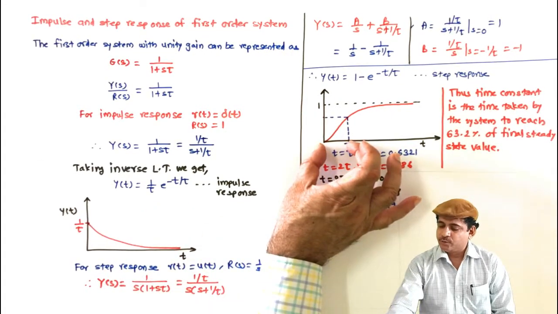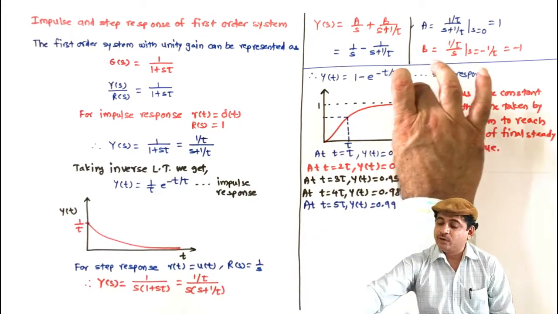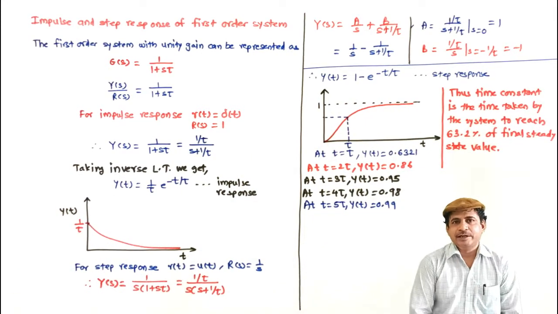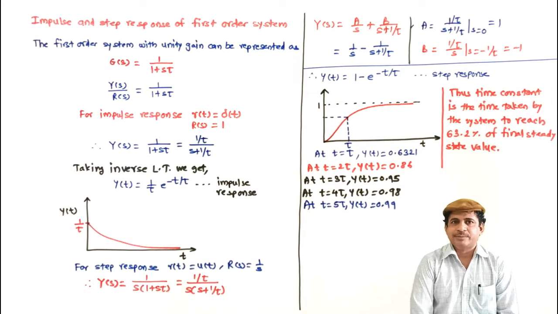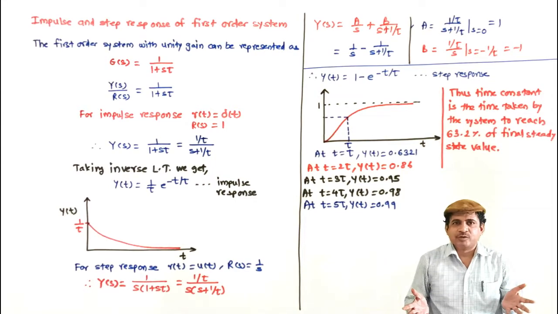So this is tau. When you reach 5 times the time constant, it will be within 1% vicinity of the final steady state. And ideally this line will reach steady state at time t equal to infinity, which is only fictitious because we cannot have time t equal to infinity.